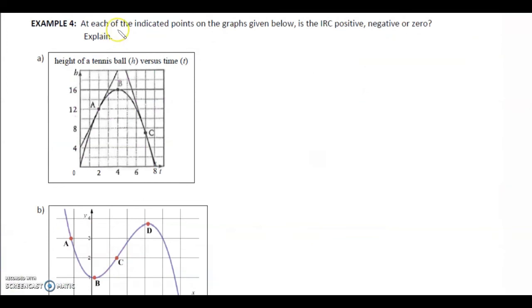So example 4: at each of the indicated points on the graphs given below, is the IROC positive, negative, or 0? Okay, so height of the tennis ball, h, versus time. So let's talk about A. If we draw a tangent at the point A, that's going to be a positive IROC. If we draw a tangent at the point B, this is actually going to be horizontal.